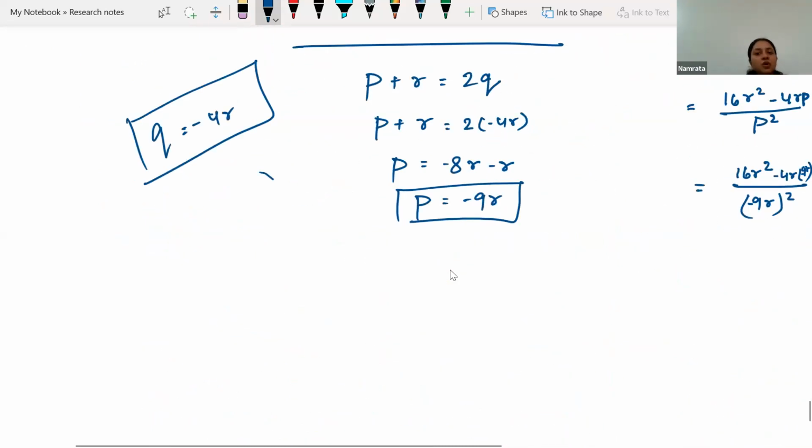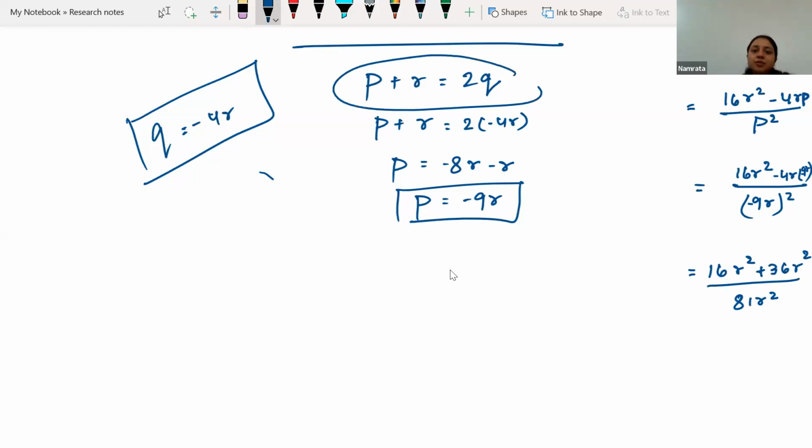And once Q already I have substituted, P also in terms of R if we are substituting, then here we are getting 16 R square plus 4 times 36 R square divided by 81 R square. Can you see? Are you getting it? Yes, ma'am.